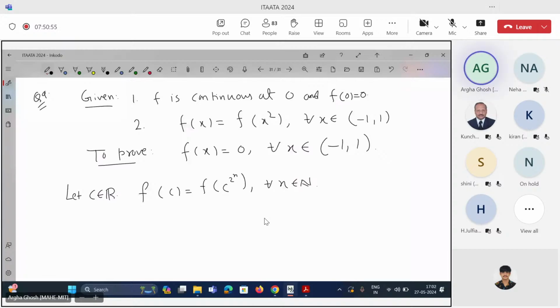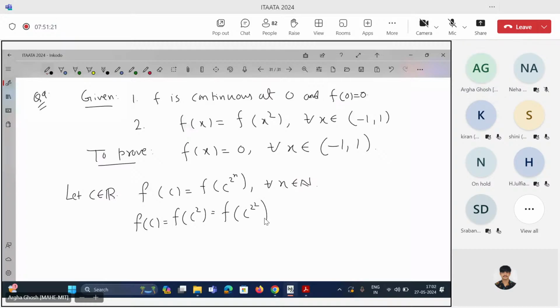C square whole square, then C square. So how are we getting it? f of C is f of C square. Then f of C square is f of C square whole square. So that means 2 square. Correct? Then whole square again. Okay.